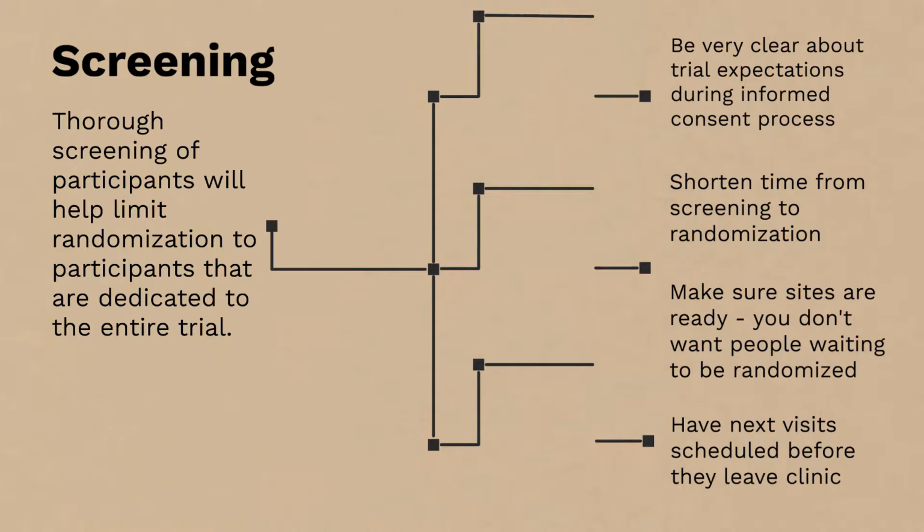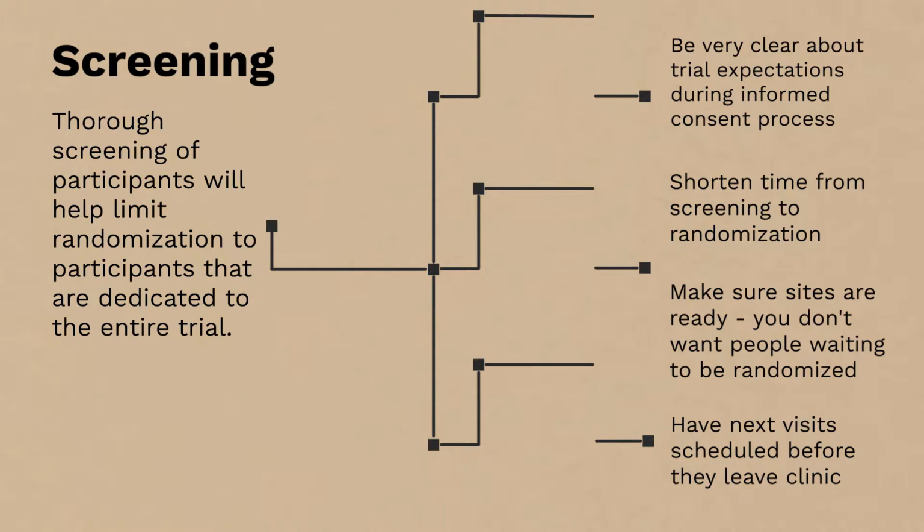So if you're doing the informed consent process very early on screening, which you should, in order to screen a participant, you have to consent them first. Make sure that it's not screened and then immediately randomized. Make sure you have time to do all of your baseline data collection before you introduce the intervention. That will give that participant at least some time to really consider whether or not they want to start the intervention. Make sure your sites are ready to go.